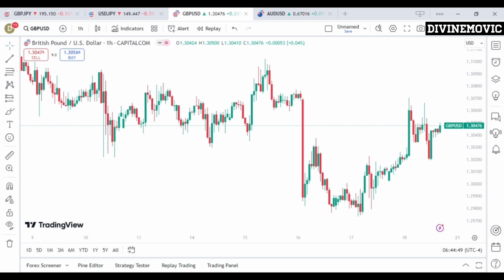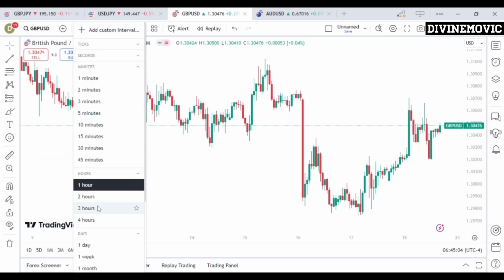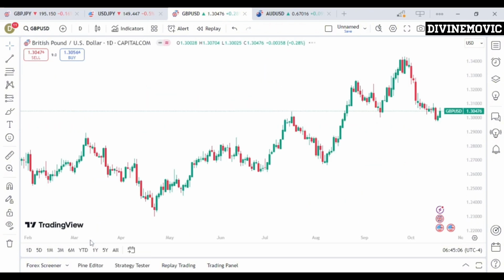Now, for me, I use both the daily time frame and the 4 hours time frame as my higher time frame. And the way I use it is by simply understanding how price is behaving on the daily time frame and market structure on the 4 hours time frame. And for me to do that, I will simply head to the daily time frame and understand where support is and where the resistance is.